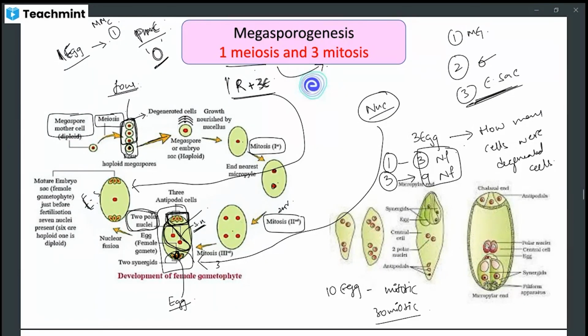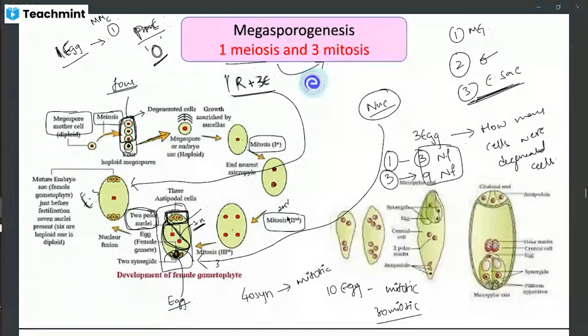And there might also be changed questions, like a plant ultimately produced 40 synergids. So how many mitotic divisions do you require? 40 synergids. So how many mitotic divisions? 20. How can you say it is 20?